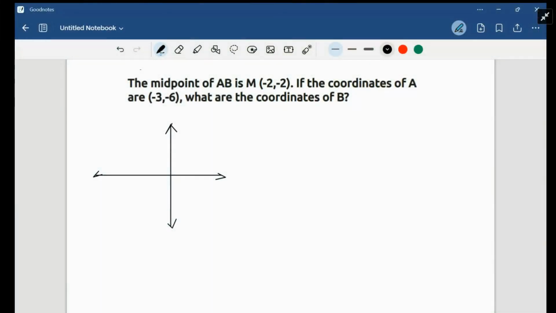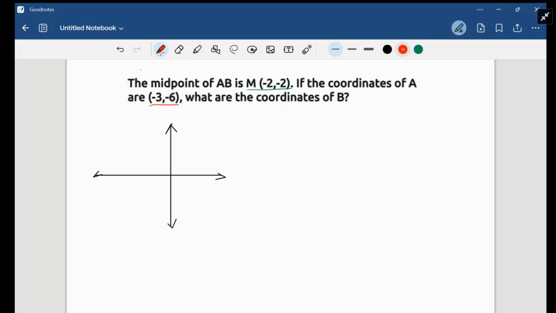The midpoint of AB is M at -2, -2. And then the coordinates of A, which is one of our endpoints, is -3, -6. So there are a couple different ways that we can approach this. One, we can look at it visually on a graph, which can be easier for some people, or we can do it algebraically using our midpoint formula.